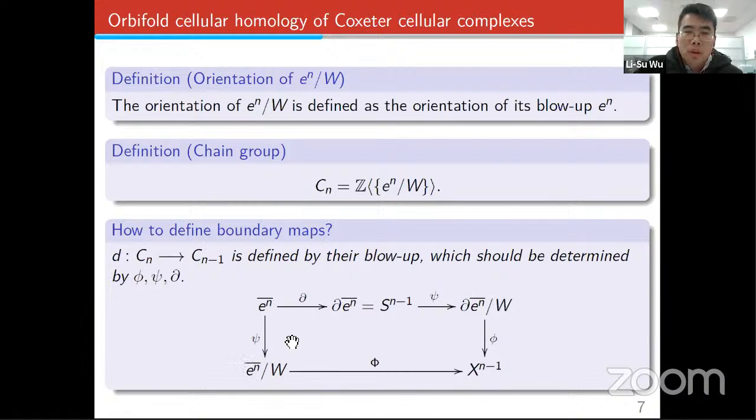Look at this diagram. This is a Coxeter n-cell with local group W, and this is the blow-up. This is the n-1 skeleton. From here we can see the boundary of this blow-up. We get an n-1 sphere, and this sphere goes through a quotient map to the boundary of this Coxeter cell, which is attached by the attaching map to the n-1 skeleton. In this way, the orbifold boundary map is determined by the attaching map phi, the quotient map determined by the local group action psi, and its boundary map partial.